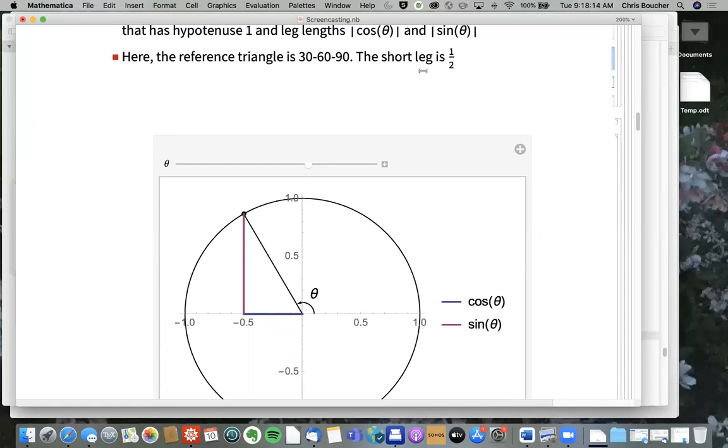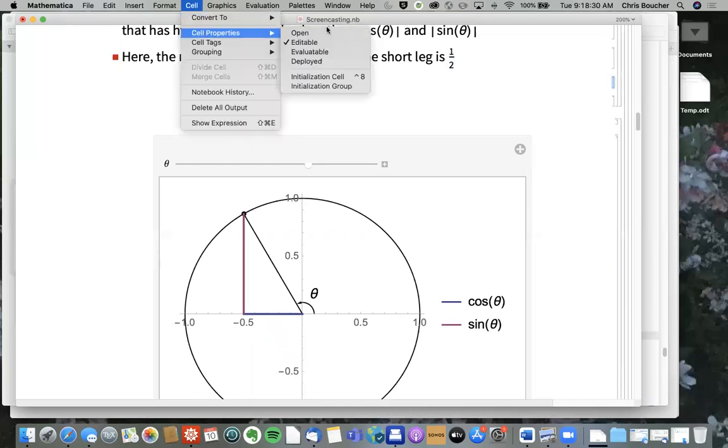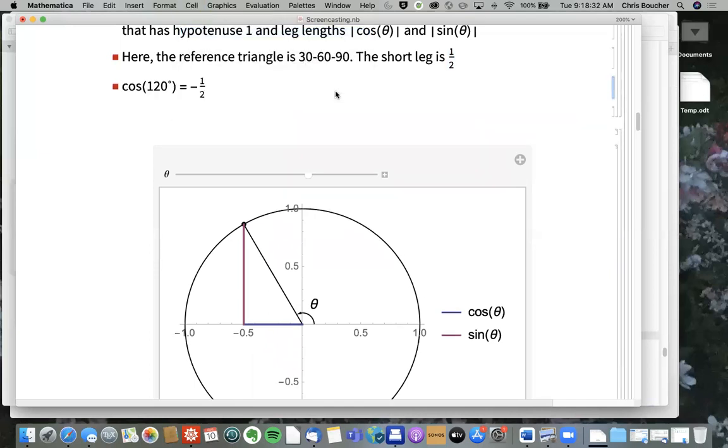Okay, so because I have a 30, 60, 90 triangle, I know the short leg is 1/2 from what we were talking about up above. That's the length of the blue side. So that means the cosine of this angle is going to be -1/2. Notice that the x coordinates are negative in this quadrant. So the cosine is -1/2, and the sine is going to be the length of the purple segment. That length is going to be the square root of 3 over 2. Again, that's from the work we were just doing. And it's positive because I can see that the y coordinates in this quadrant are positive.